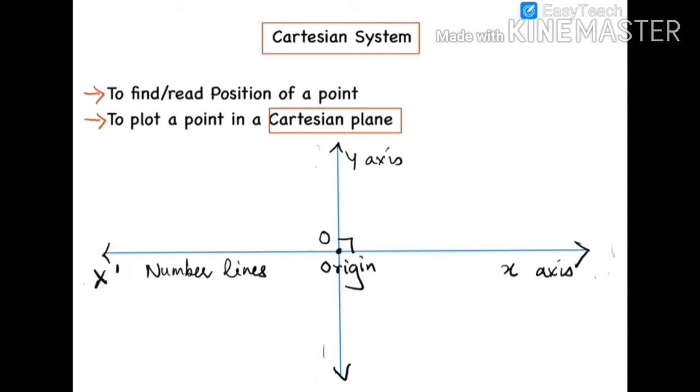The x-axis is labeled as X'OX and the y-axis is labeled as Y'OY. OX and OY are the positive x-axis and positive y-axis respectively. OX' is the negative x-axis and OY' is the negative y-axis. So this plane, which is divided into 4 parts by drawing 2 axes, is called the Cartesian plane. Using some rules or system, we are going to find out the position of a point on this plane.